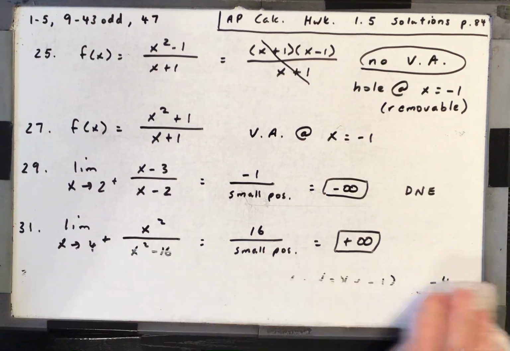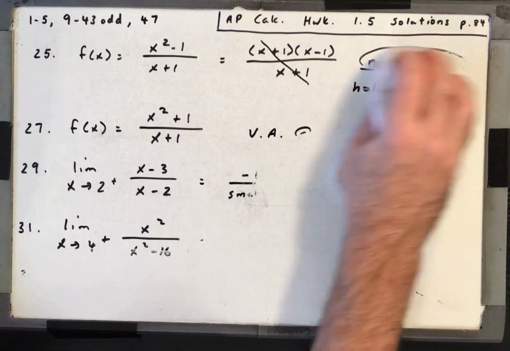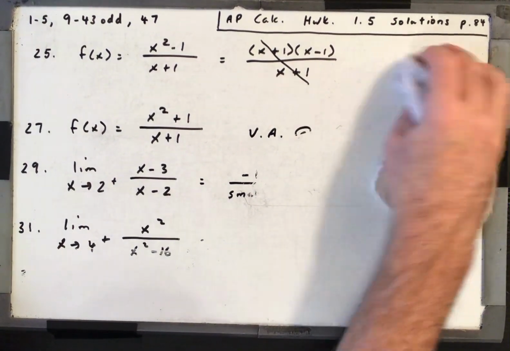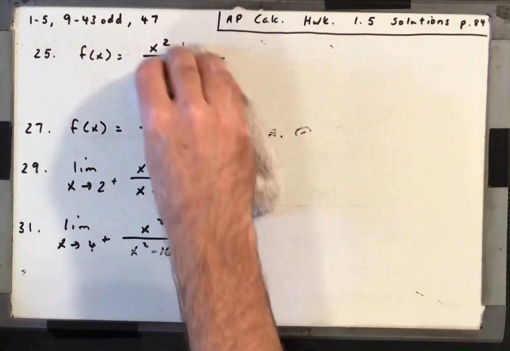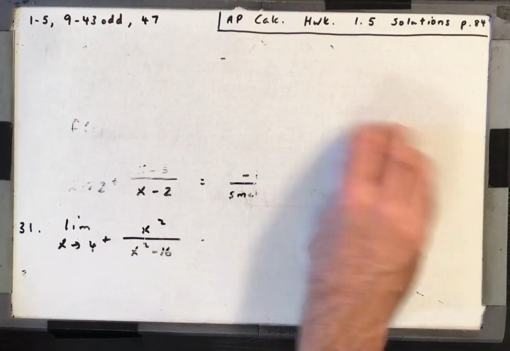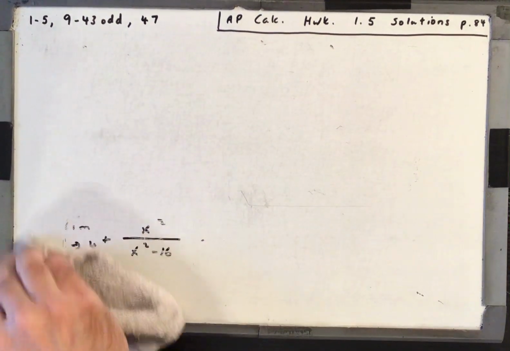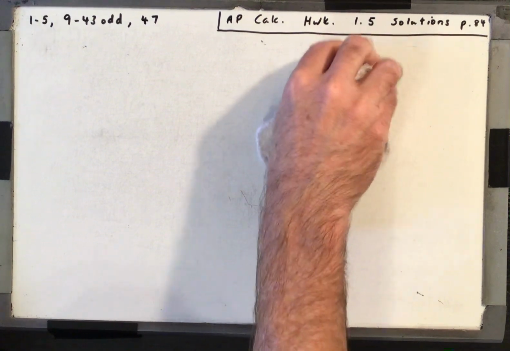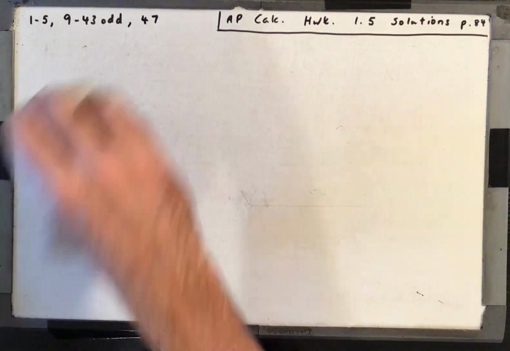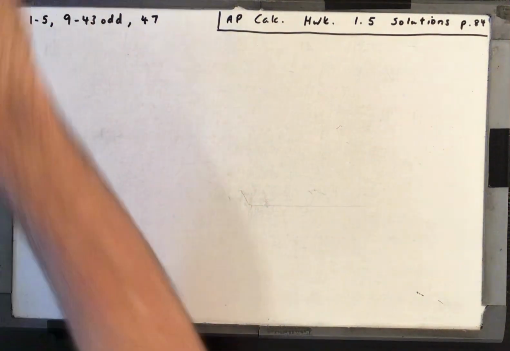Okay, so I hope that clears that up. If you're not sure when to do the small positive and small negative thing, it's the form non-zero over 0 where you have to start looking at that, which we were able to get rid of through cancellation.